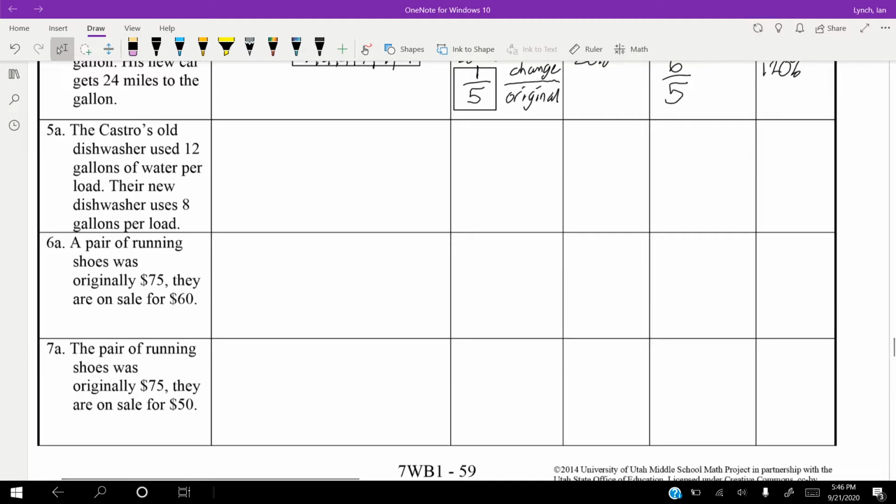I'm going to skip down here to the pair of running shoes. So if they were originally $75, $75 for running shoes seems like a lot. But, I mean, really, that's a normal price for shoes. $75, and they're on sale for $50. This is a steal right here, guys. You need to go buy these.